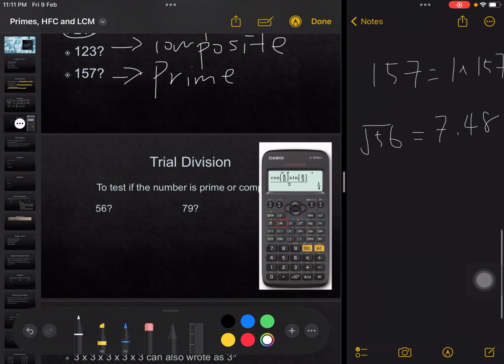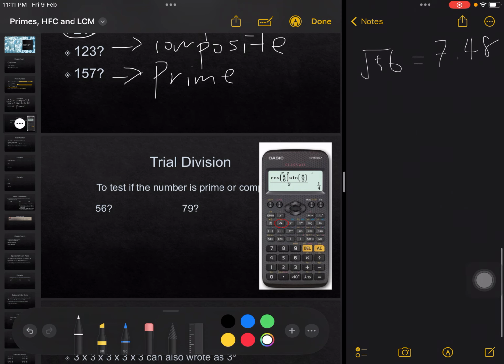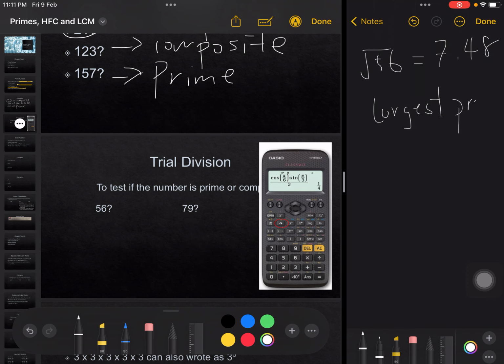Okay, so the largest prime for this will be 7, correct? Largest prime is equal to 7. So let's see if 56 is able to, so we write down all the prime numbers between 2 to 7. It will be 2, 3, 5, and 7.